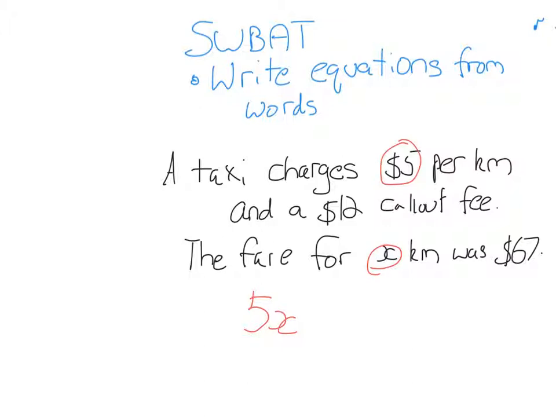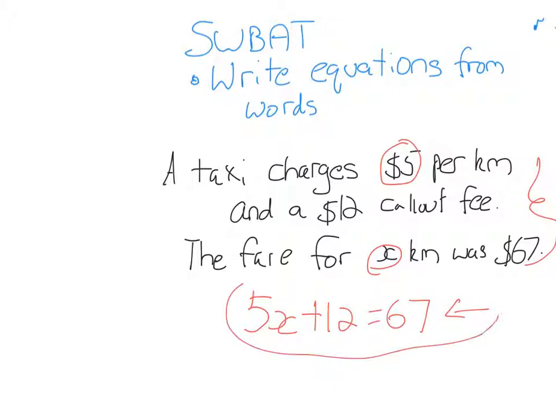But he also charged an additional $12. So he charged the 5x plus $12, and the total was 67. So this equation here in red represents all this information just in a much more succinct way. This is an equation because it has an equal sign.